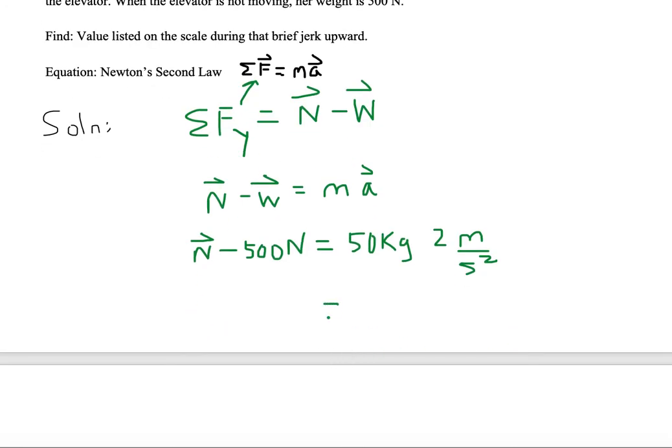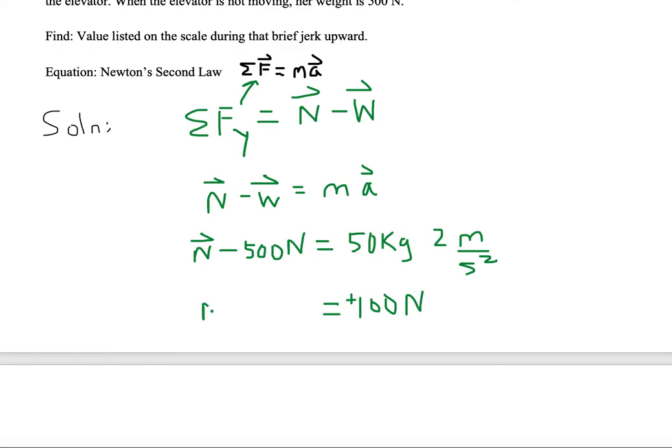So let's multiply out the right-hand side. Take the numbers first. 50 times 2 is 100. And let's take a look at the units. We have a kilogram times a meter, both in the numerator, and second squared in the denominator. Kilogram meter per second squared is a Newton. And the value is positive.